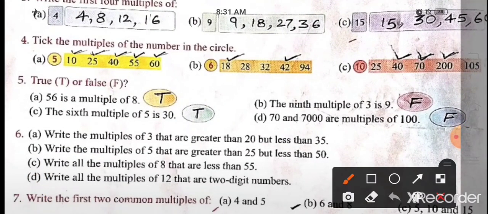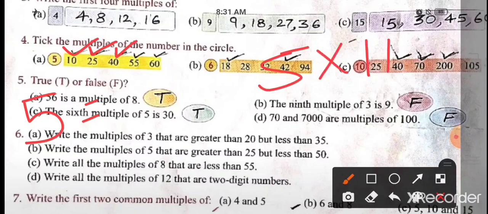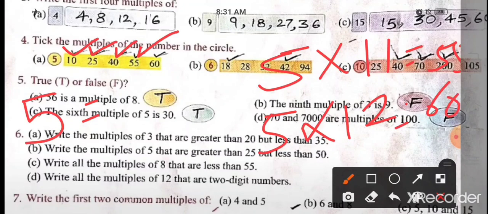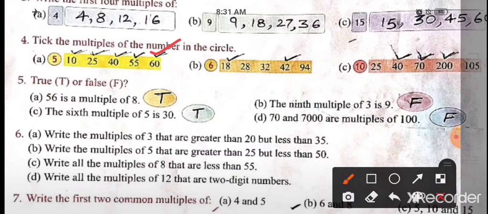Now question number 4, tick the multiples of the number in the circle. Okay, so here the number in the circle is 5. So multiples of 5: 5 ones are 5, 5 twos are 10. So tick the 10. 5 threes are 15, 5 fours are 20, 5 fives are 25. So tick 25. Then 5 eights are 40. Then 5 elevens, after 10 comes 11, are 55. So 55 is also a multiple of 5. Okay, and 5 twelves equal 60. So 60 is also a multiple of 5.